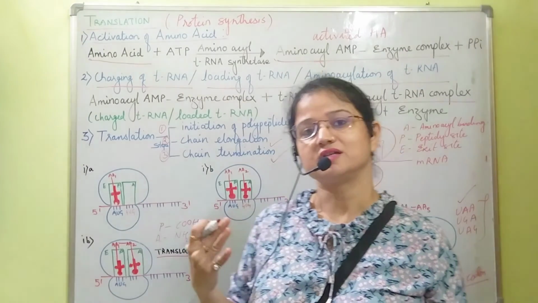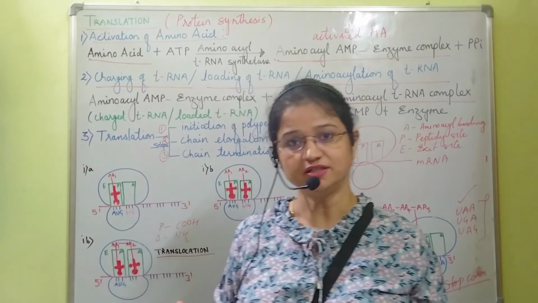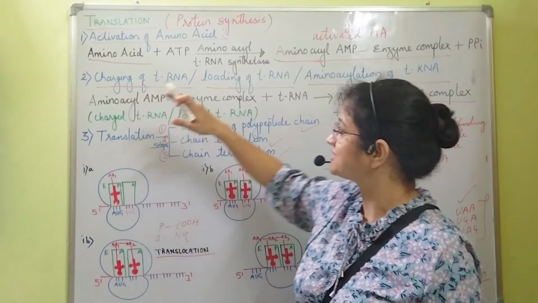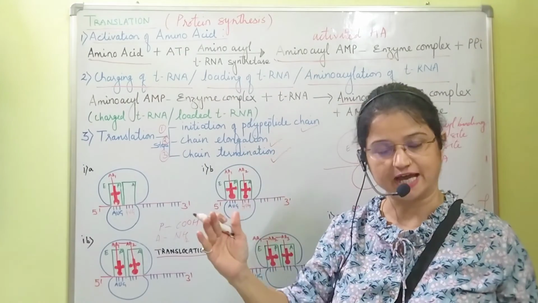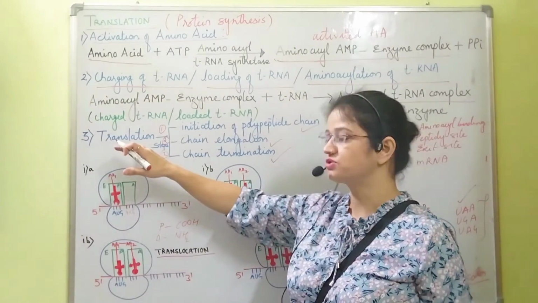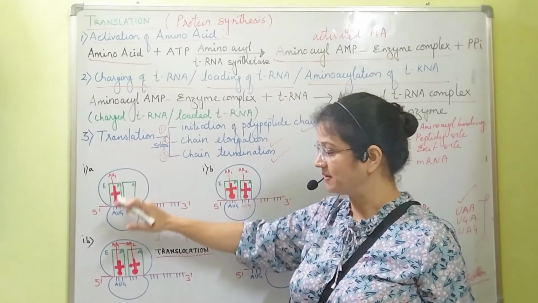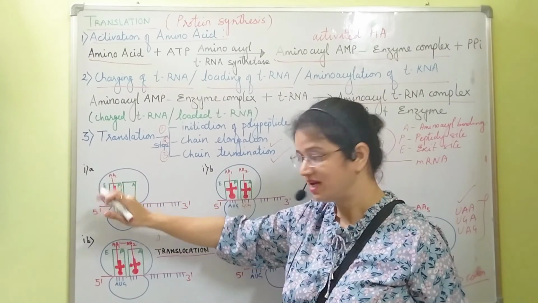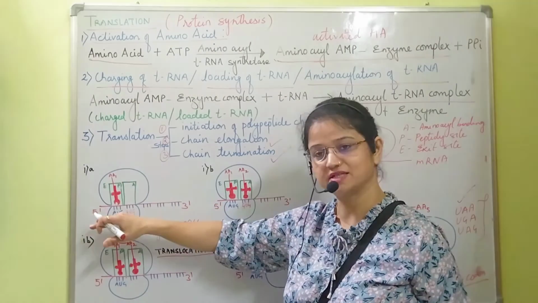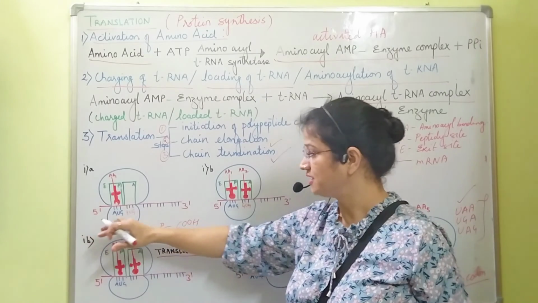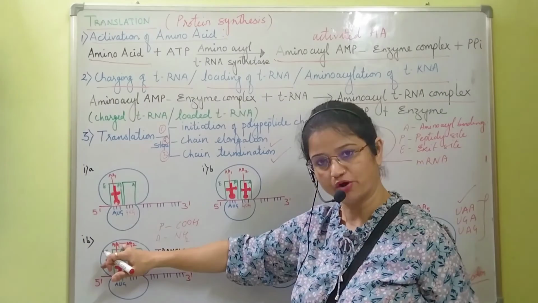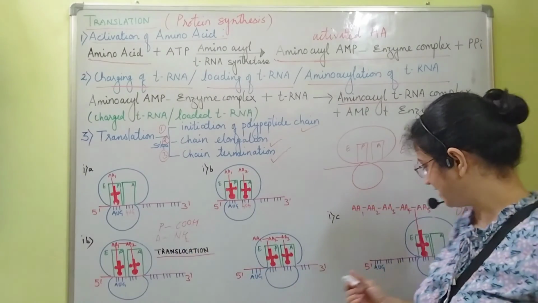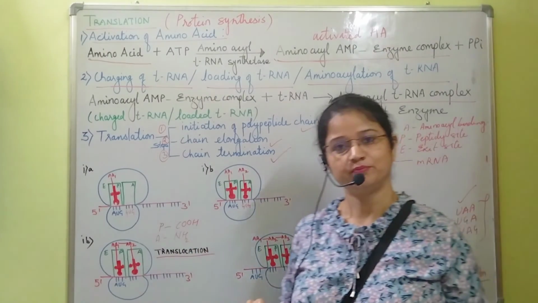So these were the steps of translation. We can see the first step was activation of amino acid. The second step was the charging of tRNA, and the third step was translation, where the tRNA will bring the amino acid as per the message present in the mRNA. Second, there will be peptide bond formation. This process will continue until and unless we get a stop codon.